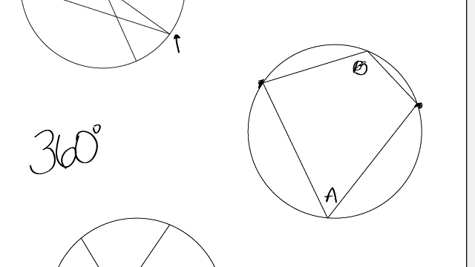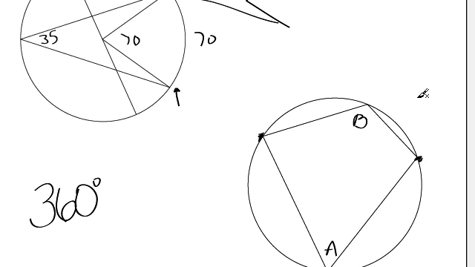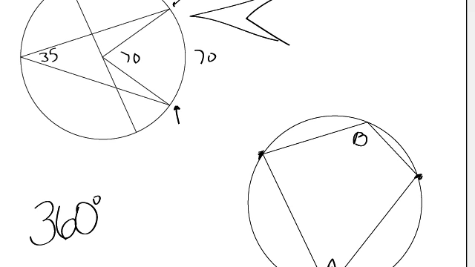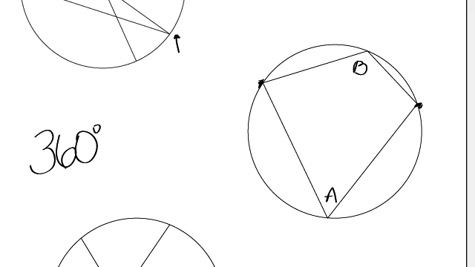As we look back to the inscribed angle, remember the inscribed angle was half of the central. Now the central angles would create the total of 360. But because A and B are inscribed, they would be half of the 360. Again, because it's the inscribed angles, they would be half of 360.